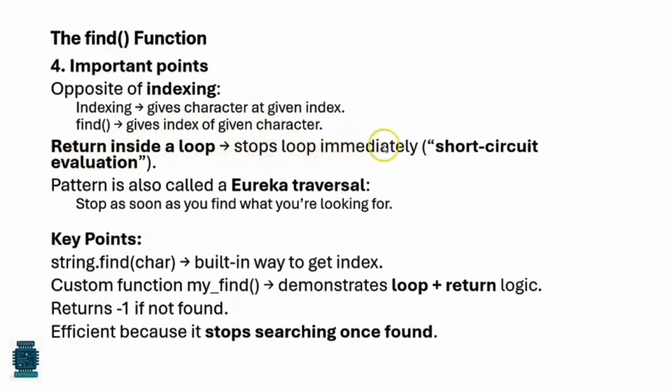Return inside a loop will stop the loop immediately as soon as you find the string you are looking for. This pattern is also called Eureka traversal. Here string.find(character) is a built-in way to get the index. Using the find function, I can easily access the index by using the character. It will return -1 if it is not found. It is very efficient because it will stop whenever I get the element I want.